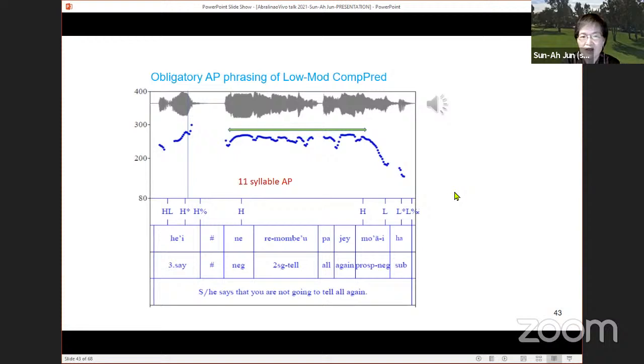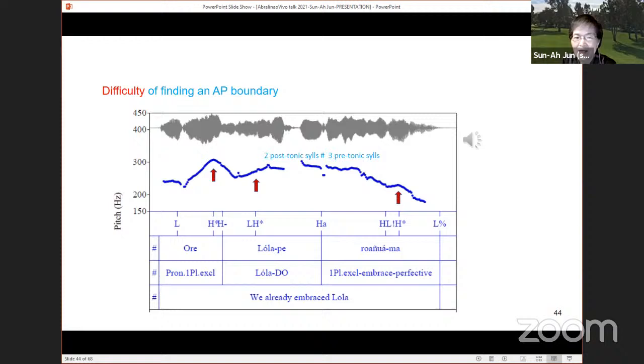Now, however, there's a difficulty in locating AP boundaries, because an AP ends with high and begins with high, especially when the stressed syllable is away from the edge of the AP. In this case, in "lola be", the stress is on the antepenultimate or initial syllable, and "la" is a little higher than "lo", and "be" is even higher. So these are two syllables after the stressed syllable, and "lola be" is getting higher and higher.